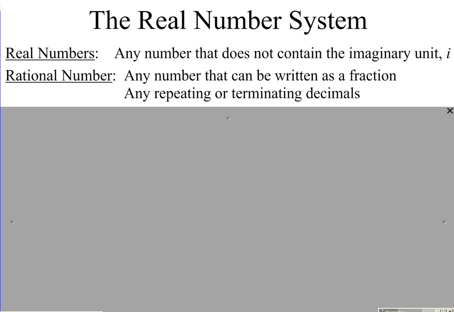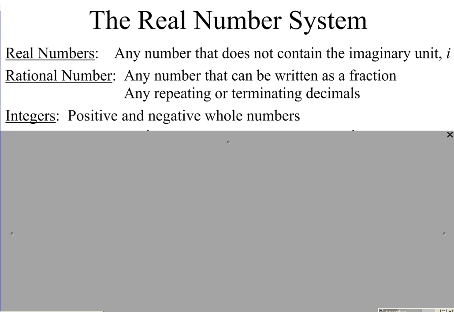Rational numbers are any numbers that can be written as a fraction. So any fraction is automatically a rational number. Any integer or whole number is automatically a rational number because remember, any whole number can be written over 1 to make it into a fraction. Also, any repeating or terminating decimal, repeating meaning that digits repeat over and over again. That's when we use the repeating bar to indicate that it's a repeating decimal, or terminating decimal meaning that it's a decimal that ends.